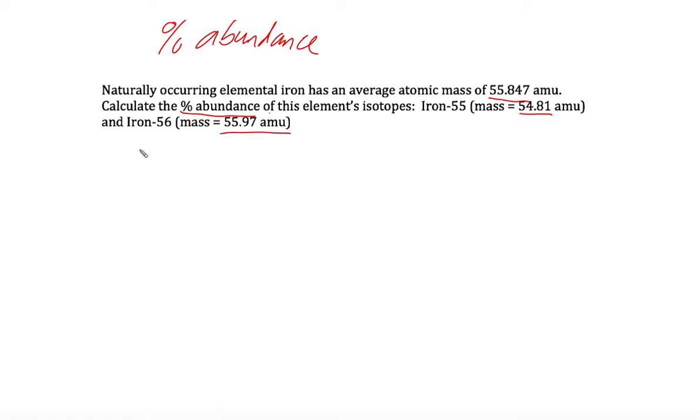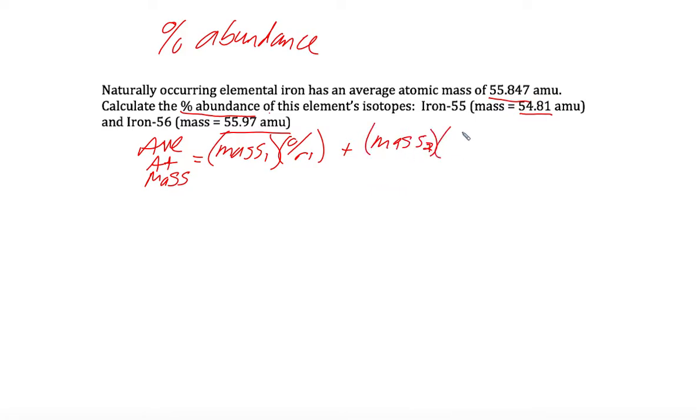So things that I know. My equation is going to stay the same. Average atomic mass is still equal to mass 1 times percent 1 plus mass 2 times percent 2. But in this case, I've given you the average atomic mass. You don't have either percentage, so we have 2 of these unknowns.